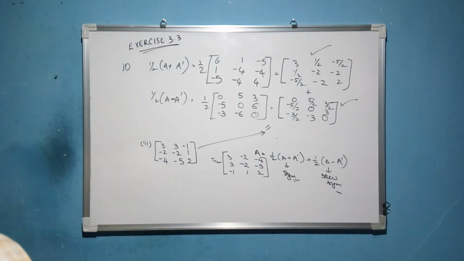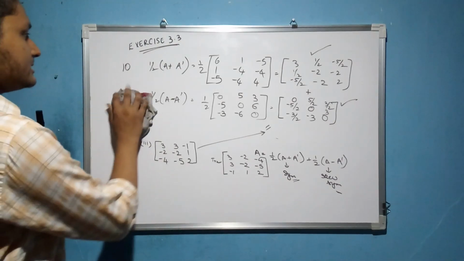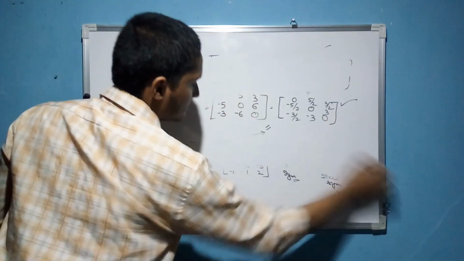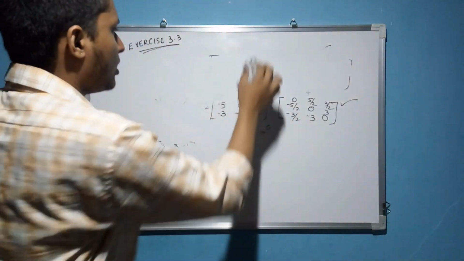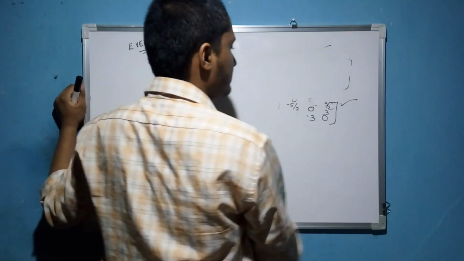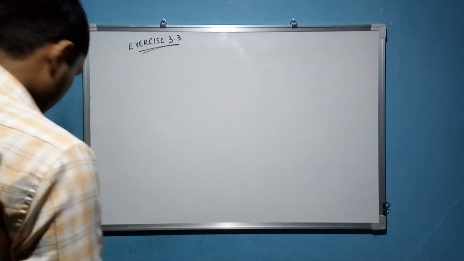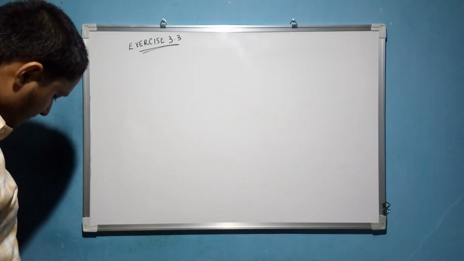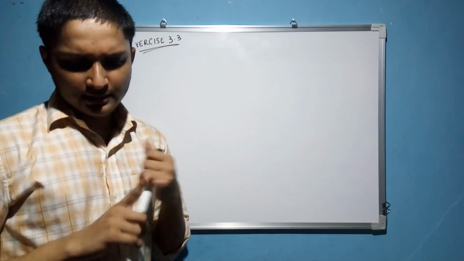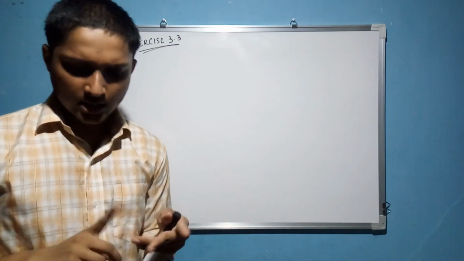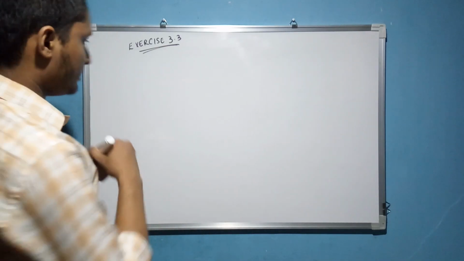The remaining questions are the 11th and 12th. 11th and 12th are MCQ questions. So the 11th question is about A and B being symmetric matrices of the same order. Then you are asked to find AB minus BA, whether it is skew symmetric, symmetric, zero matrix or an identity matrix.